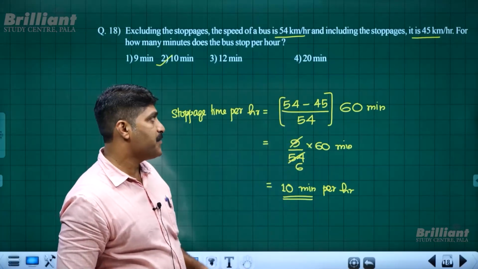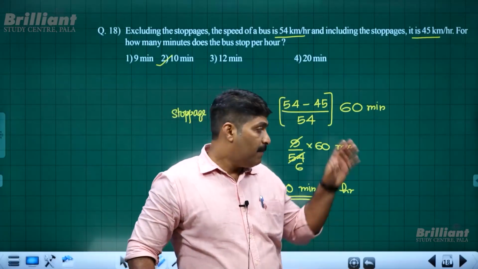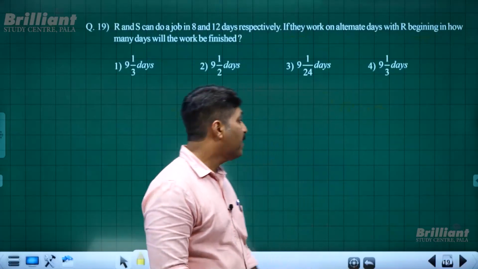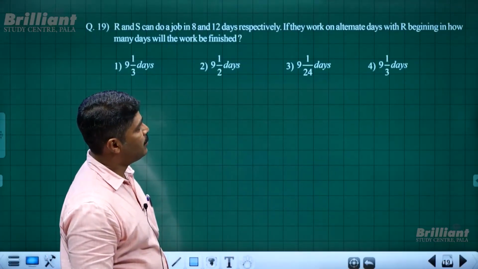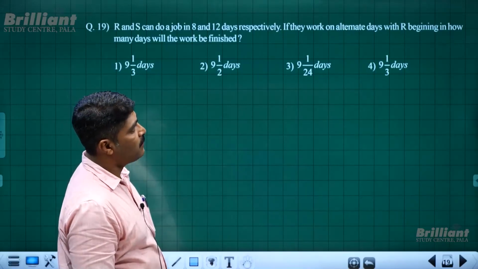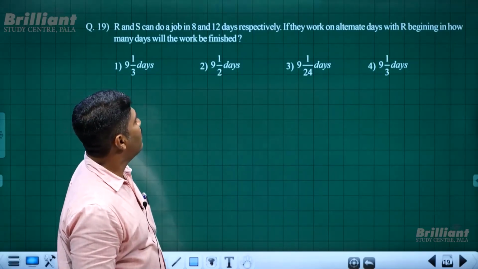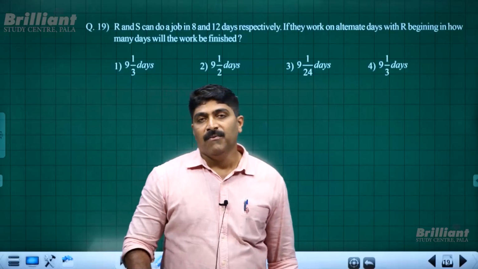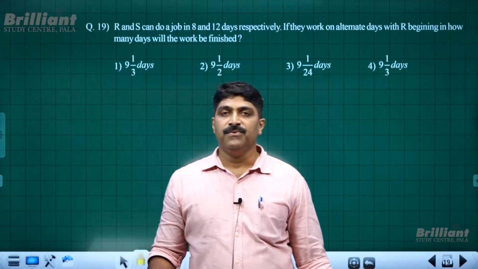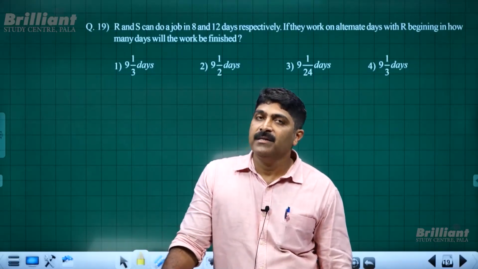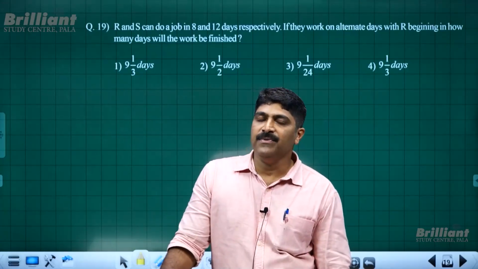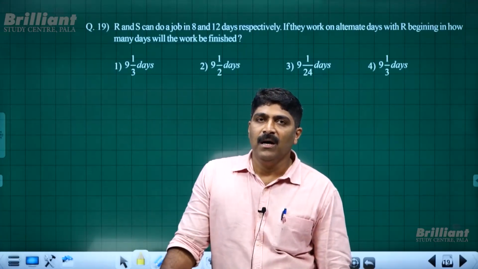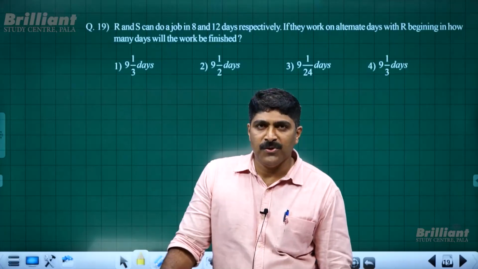Whenever you get such a question, understand the concepts clearly and apply the trick directly. The next question: R and S can do a job in 8 and 12 days respectively. If they work on alternate days with R beginning, in how many days will the work be finished? In one of the previous sets of questions we already explained a similar type of approach. So this time I will directly give the solution, and that's the actual way of approach towards such a question.